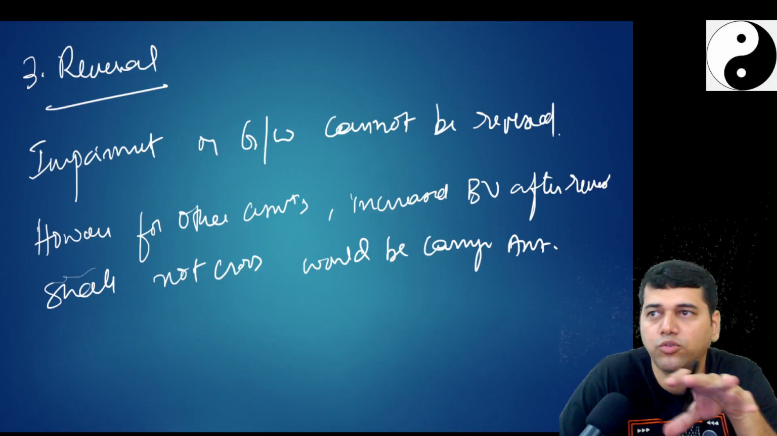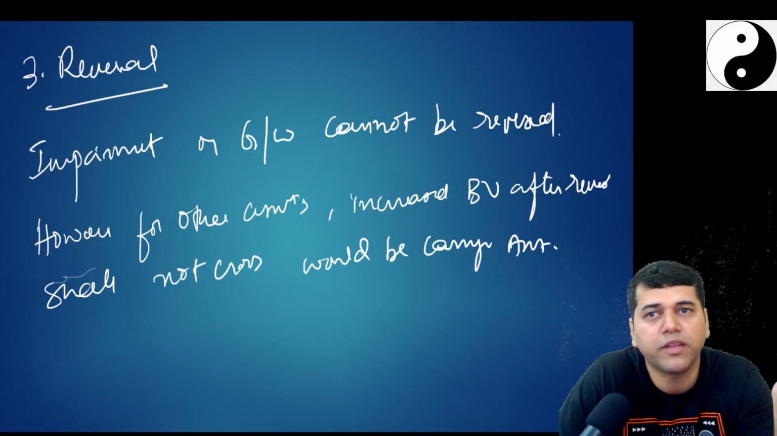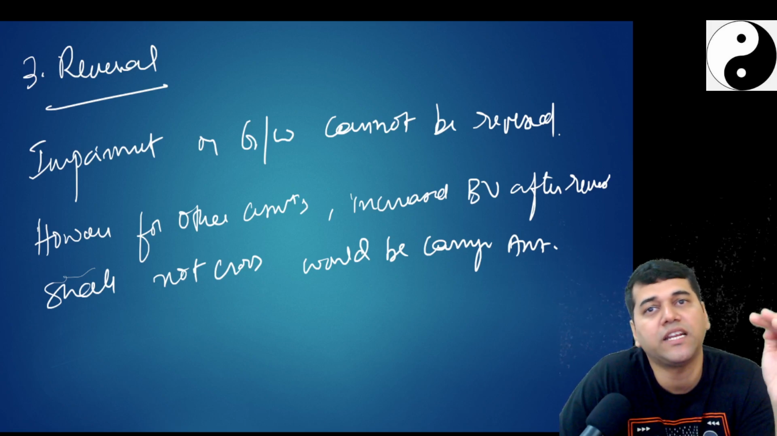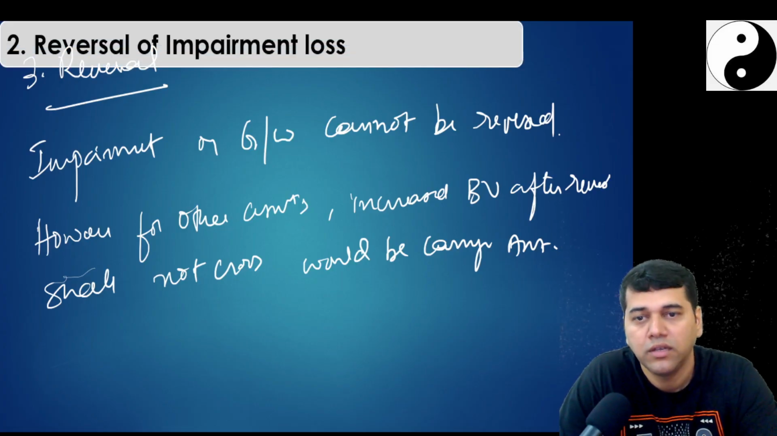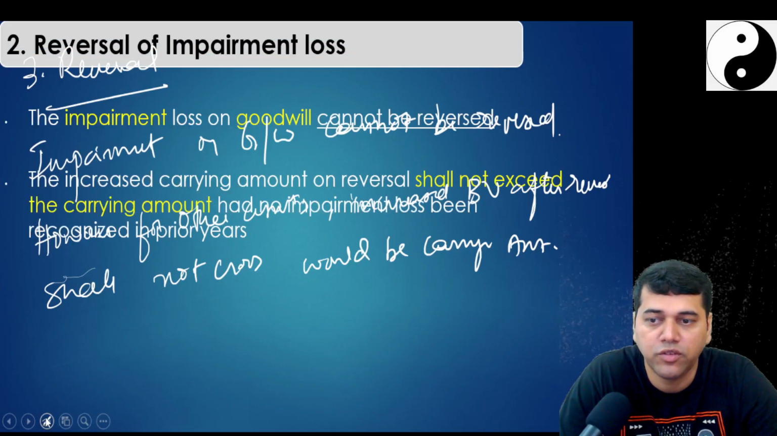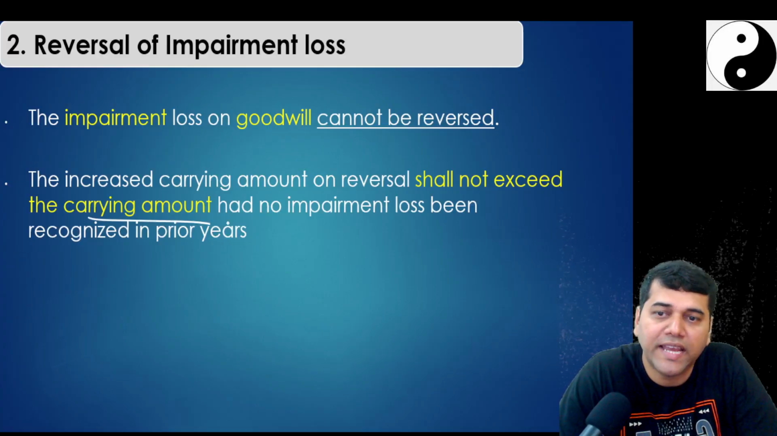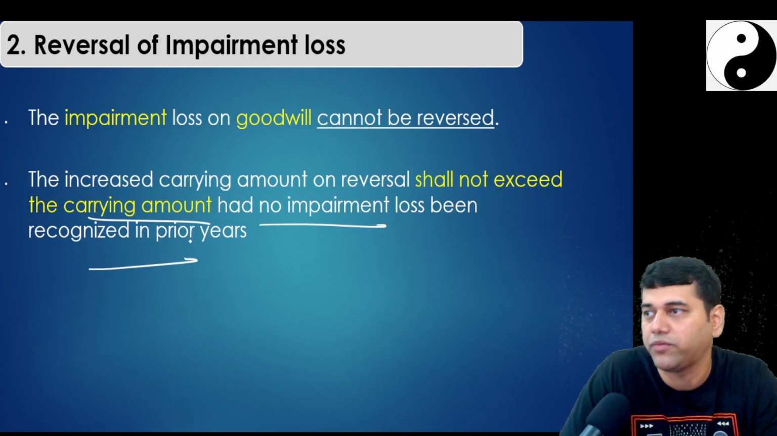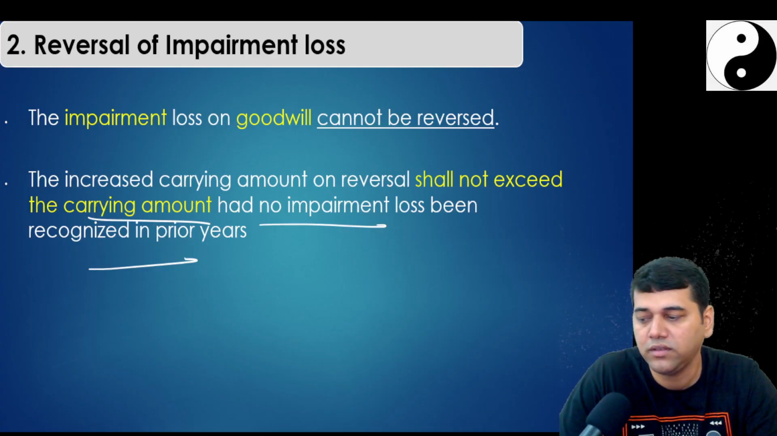Have you understood how to write this advice? You say that impairment cannot be reversed on goodwill, but for other assets, yes, definitely you will reverse. But you will restrict that reversal to the amount. Okay, your examination language will be like this. You will restrict to the carrying amount had no impairment loss been recognized in previous years, just like the previous question we have written. Yes.